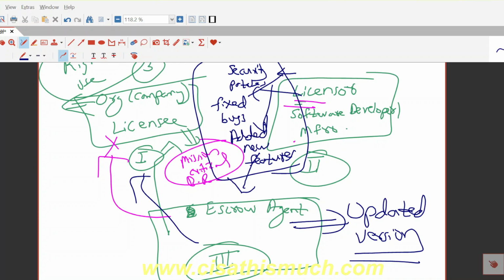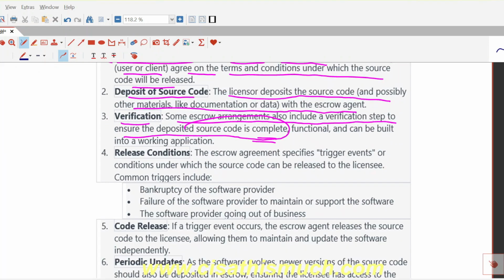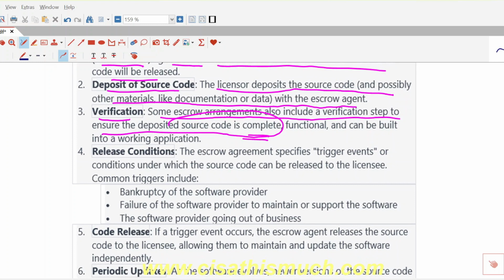So whenever, during the entire cycle, new updates happen, the same updated version should also be given to whom? To the escrow agent, right? Some escrow agreements also include a verification step to ensure that the depositor's source code is complete, functional, and can be built into a working application.